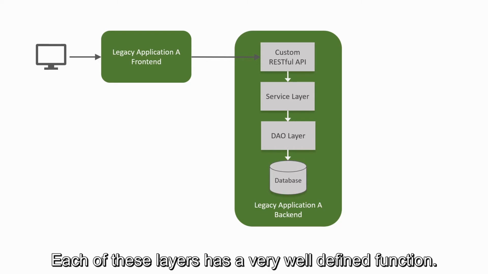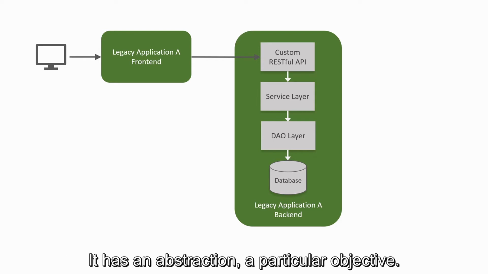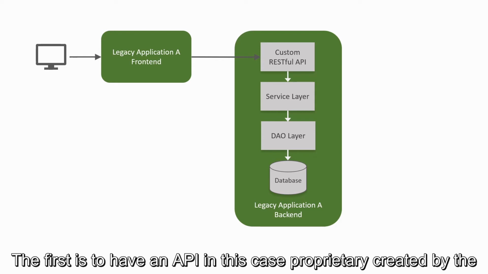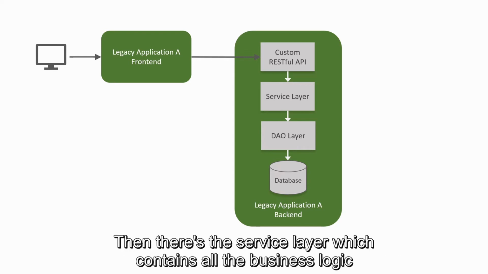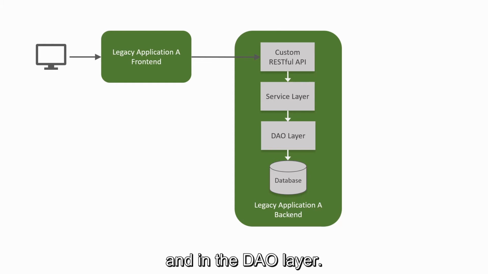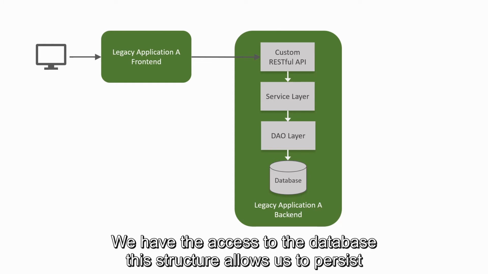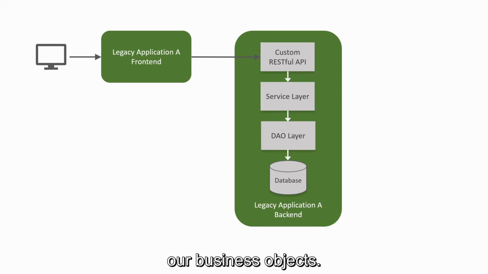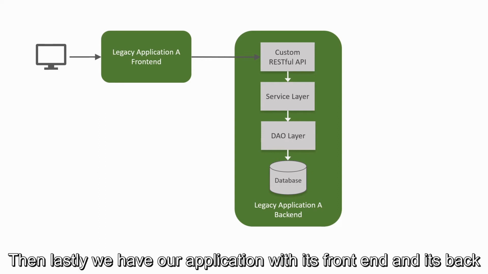Each layer has a very well-defined function. It has an abstraction, a particular objective. The first is to have an API, in this case proprietary, created by the organization itself. Then there's the service layer, which contains all the business logic, and in the DAO layer, we have the access to the database. This structure allows us to persist our business objects. Then lastly, we have our application with its front end and its back end.